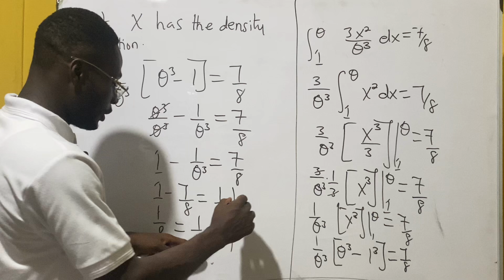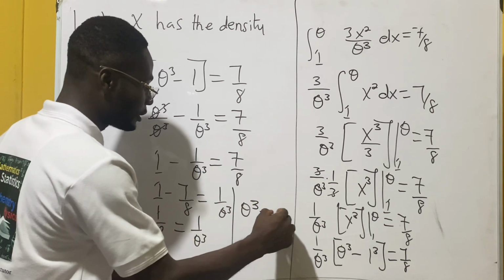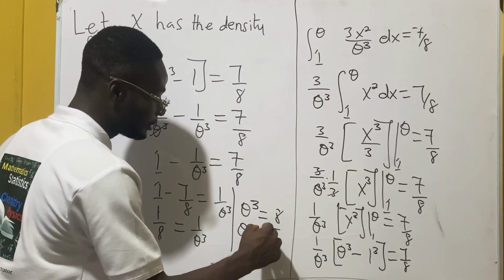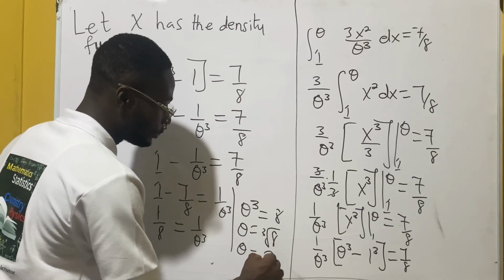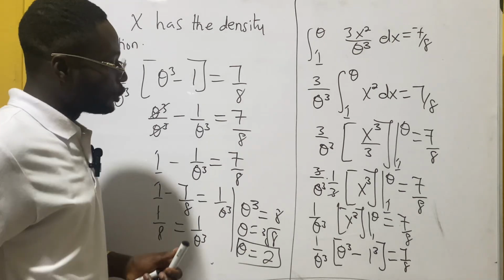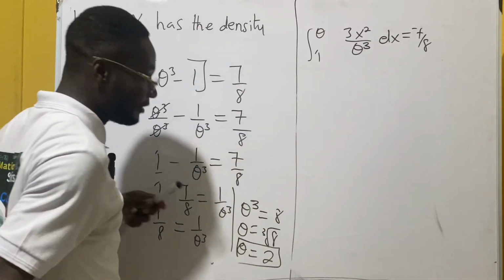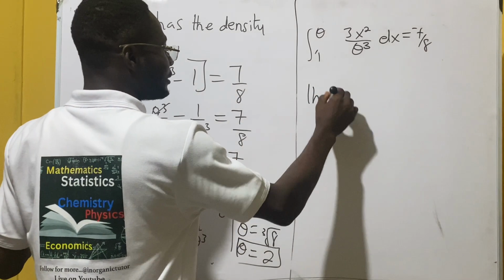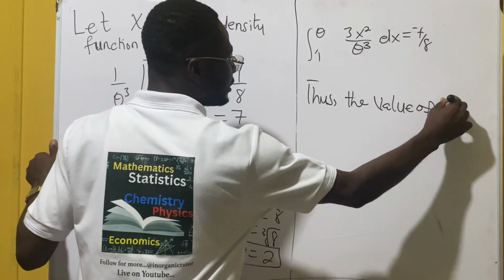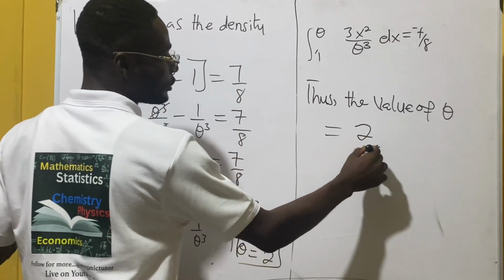When you cross multiply, you are going to have theta cubed equals 8. When you take the cube root on both sides, you are going to have theta equals 2. So we have the value of theta to be positive 2. That is the value of theta. The value of theta is equal to positive 2.